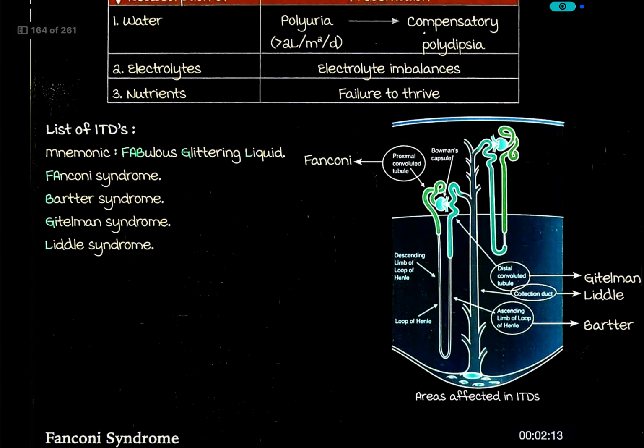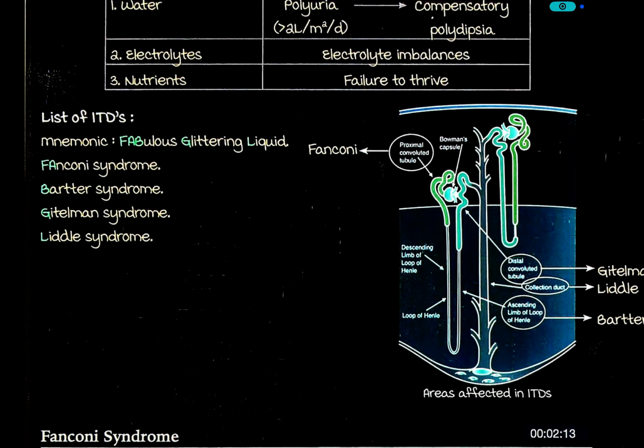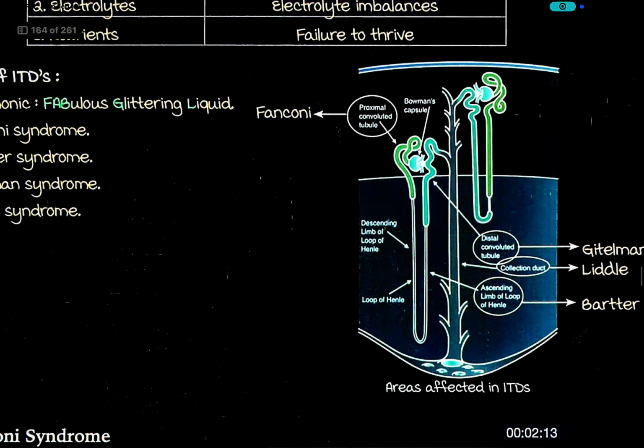List of inherited tubular disorders. Mnemonic: fabulous glittering liquid. What is that? F for Fanconi syndrome, B for Bartter's syndrome, Gitelman syndrome, and Liddle syndrome. What are the inherited tubular disorders? Fanconi syndrome, Bartter's syndrome, Gitelman syndrome, and Liddle syndrome.